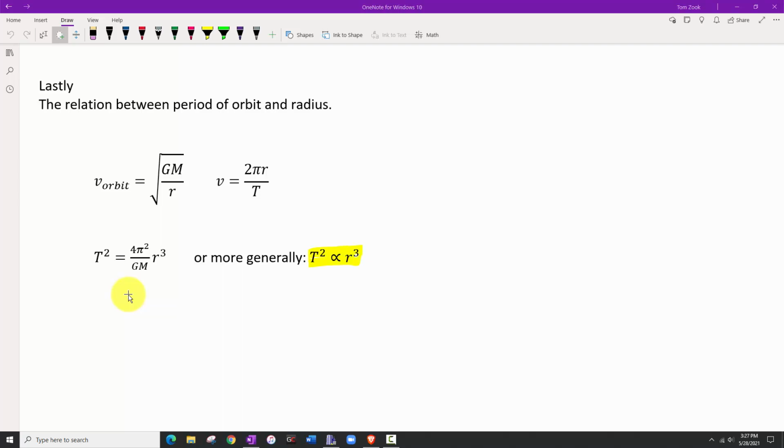And if you wanted to get really fancy with it, you could say that the period of orbit is going to be, sorry, I forgot to do the little squiggly thingy, proportional to the 3/2 power of the radius. So if you double the radius, you're not going to get double the period. You're going to get a little bit more than that. If you triple the radius, you're not going to get triple the period. You're going to get the 3/2 power of tripling it.